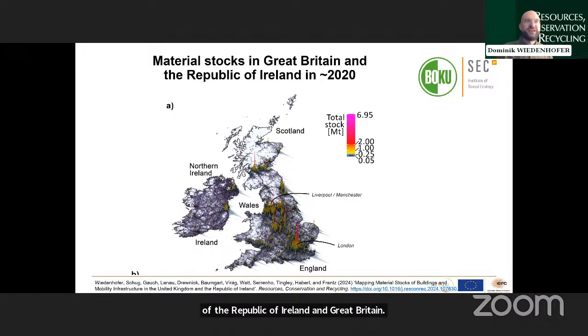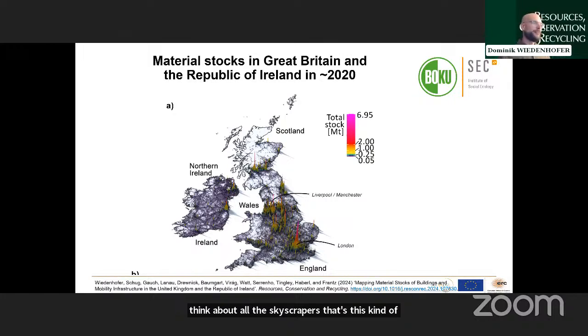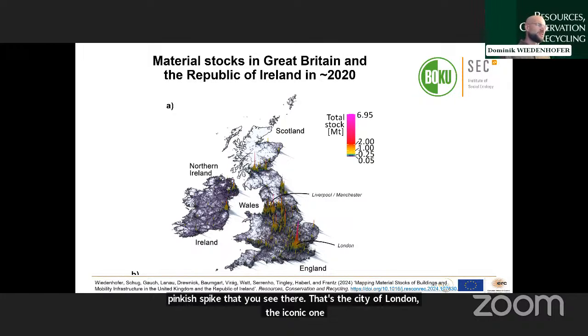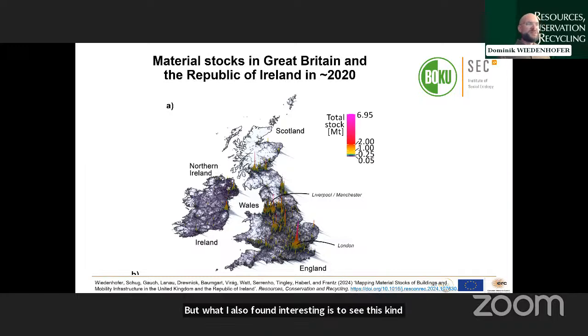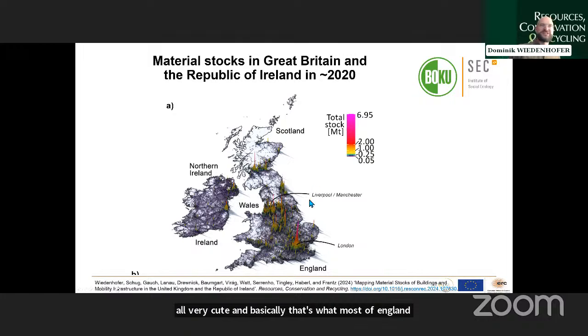You can see, not surprisingly, around London we will find a very large stock. Think about all the skyscrapers. That's this pinkish spike that you see there. That's the City of London, the iconic one. But what I've also found interesting is to see these medium density building settlement types that we all know from movies about the UK. These terrace houses look all very cute, and basically that's what most of England has, a lot of them. And you see a lot of roads also. So you see this combination of infrastructure and buildings needed. Interestingly, for Ireland, we already see a much denser road network that they have created to use the land, basically.